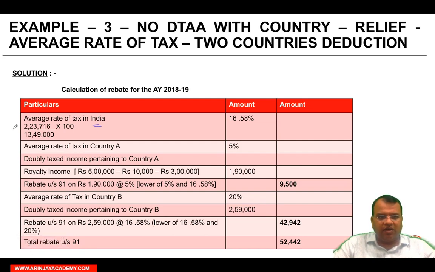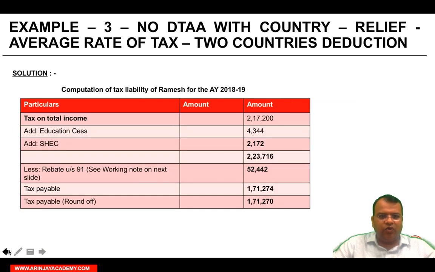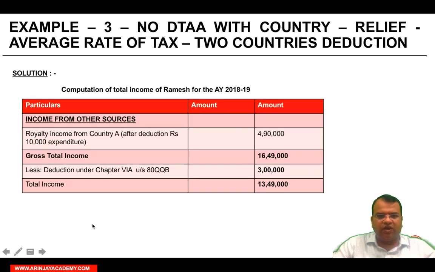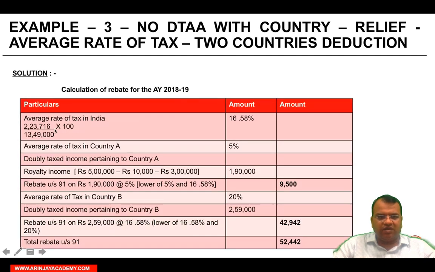Now the average rate of tax in India, how do you get this? This is total tax divided by total income into 100. If I go back to the previous slide, the tax was 223,716. The income was how much? 13,49,000. So I just took these two numbers and did this calculation. So the average rate of tax I got for this individual was 16.58%. I know that in country A the tax rate was 5%. In country B, I was told that the tax rate is 20%.